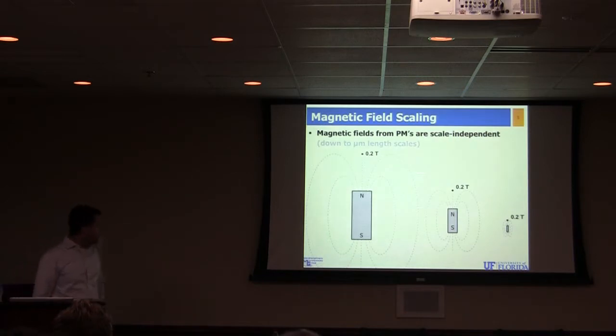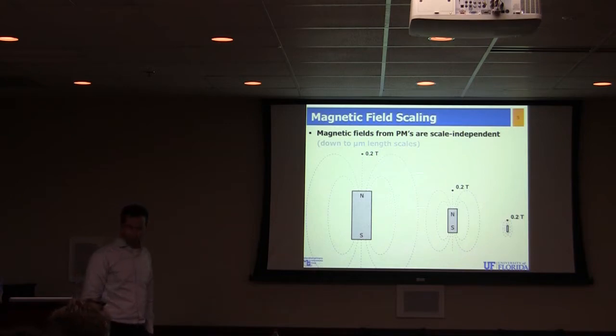So the first kind of misconception I want to dispel is some people think that if we make a tiny magnet, the fields from the magnet get weaker and weaker as the magnet gets smaller. But that's actually not true. If we have a big magnet and at some distance, it makes a field of, just make up a number, 0.2 Tesla. If we make the magnet smaller and smaller, as long as we keep the relative distance away from the magnet constant, the field intensity remains the same.